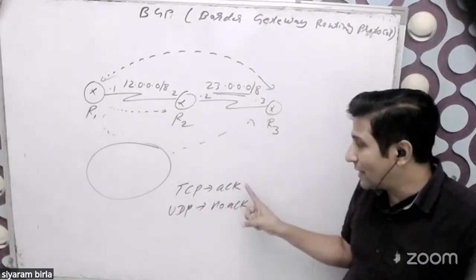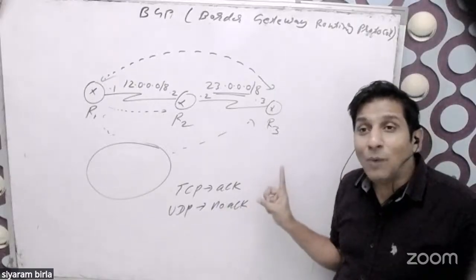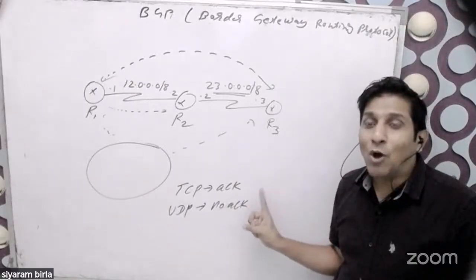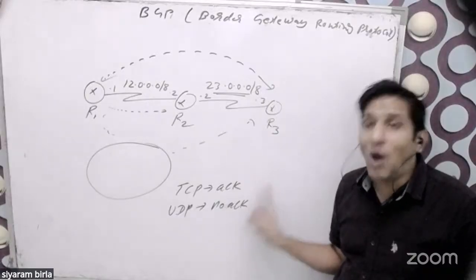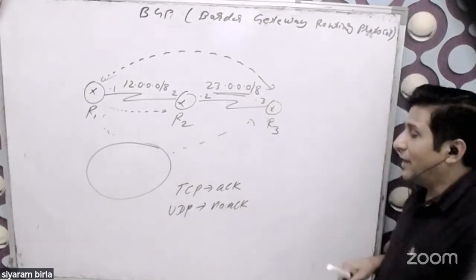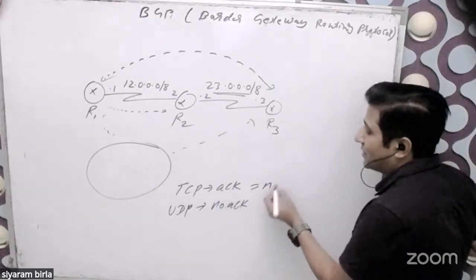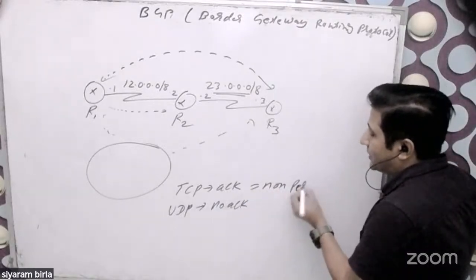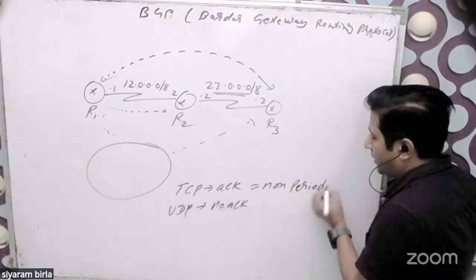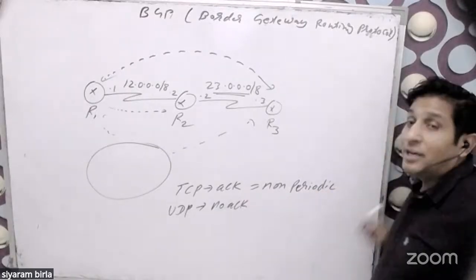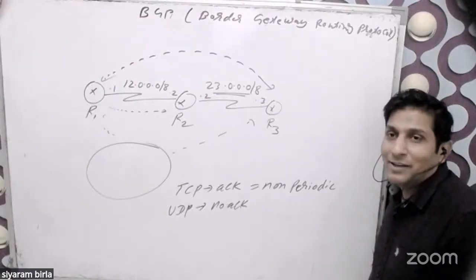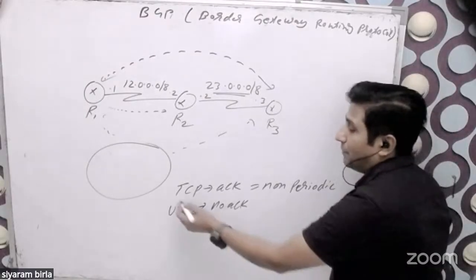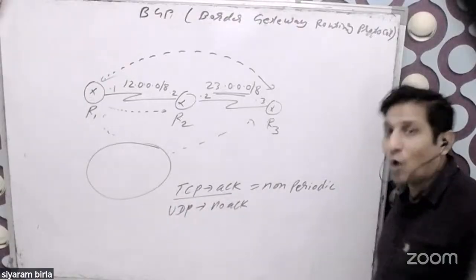So same here with the credit card. TCP requires the acknowledgement because it is non-periodic. So for any kind of non-periodic service, we need an acknowledgement. So BGP requires the acknowledgement. That's why BGP uses the TCP protocol for the acknowledgement.